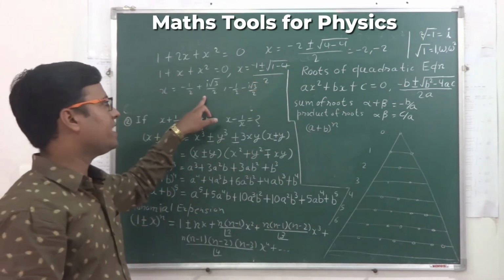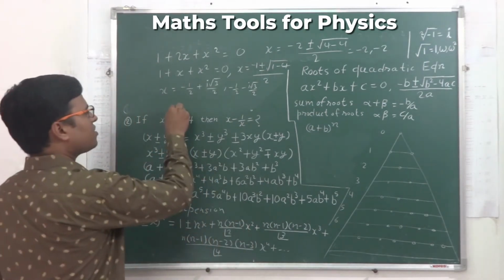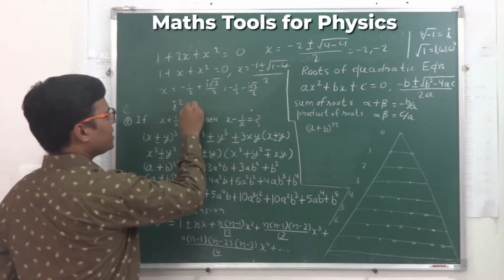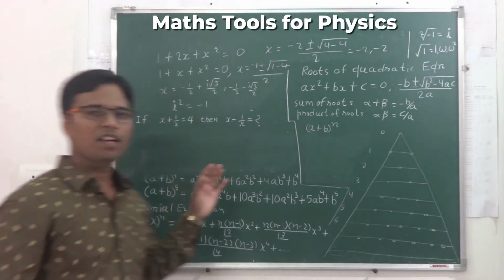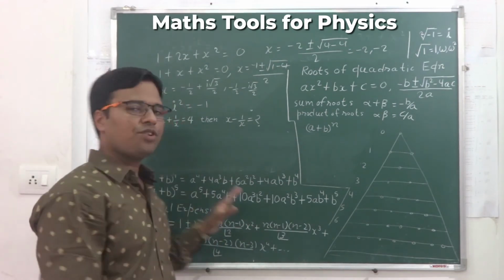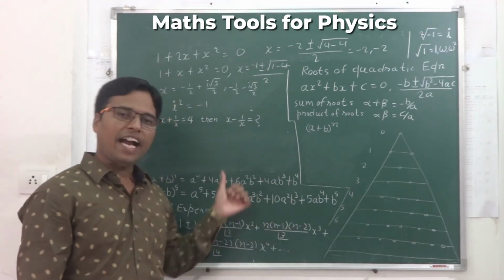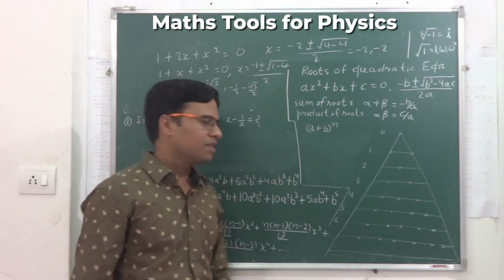What is iota here? Iota is the imaginary number. The iota square is always equal to minus 1. Before the end of this video, pause your video, then write down all these formulas in your notebook.